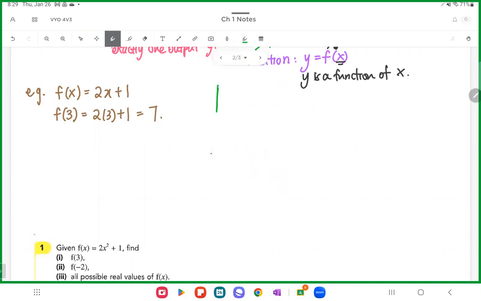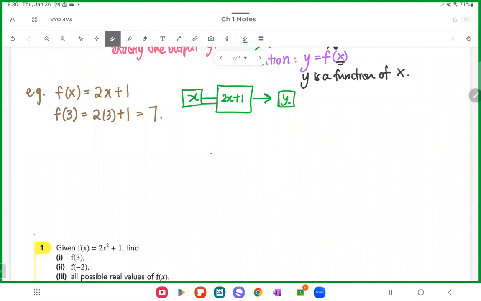So let's say, for example, I have a machine here, which is 2x plus 1. I insert my x value and it will come out as a y output. Just imagine that you are changing all the x's in the function to the x value that you want. The output is 7.